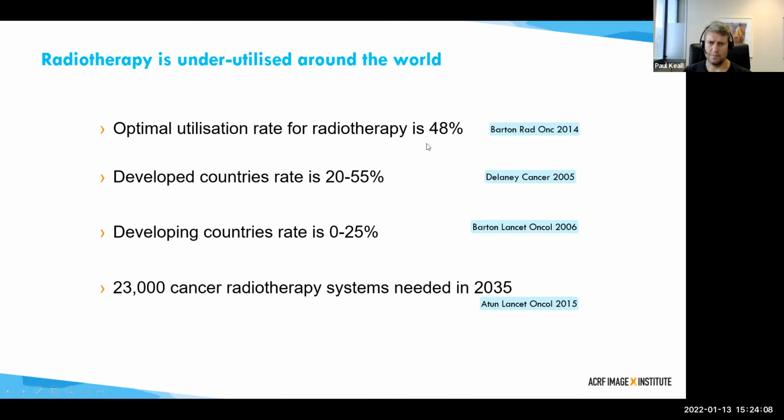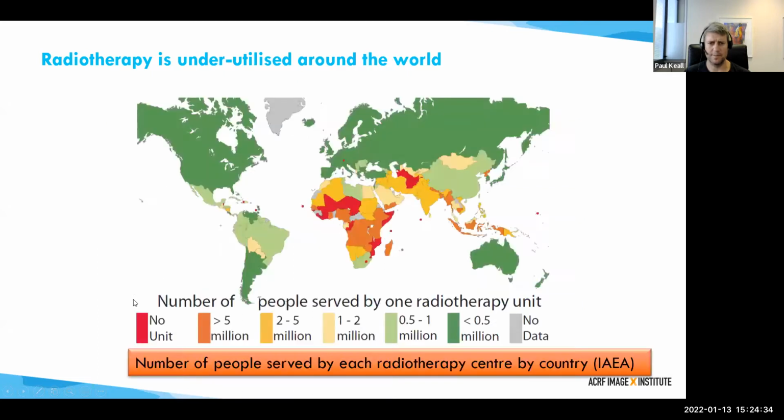So I've talked about the 48%. In developed countries, radiation therapy is used between 20 and 55%, but in developing countries, the rate is, I think, about 25%. About 30 countries in the world now don't have any access to radiation therapy. There's a real global shortage of cancer radiotherapy systems.